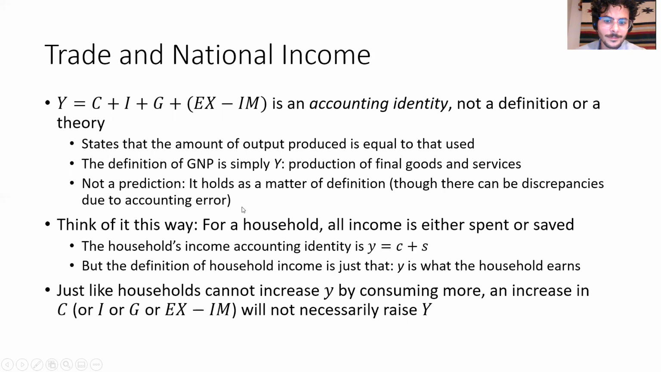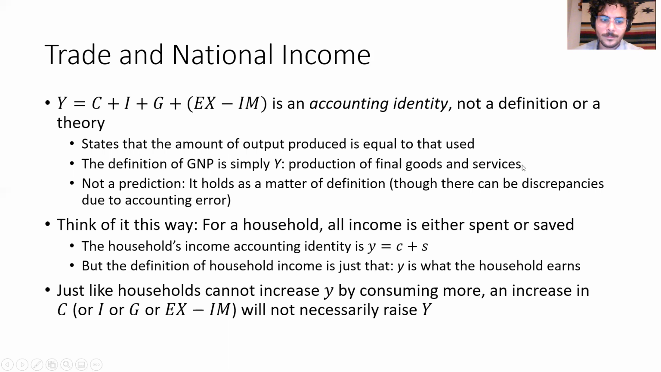But we don't want to reason too much from this accounting identity. In particular, changes in these things on the right-hand side are all going to affect each other. So if consumption goes up, that doesn't necessarily mean that output is going to go up. It could be offset by a fall in investment or government spending or net exports. All these things on the right-hand side affect each other. So we have to be very careful when we're working with this national income identity.